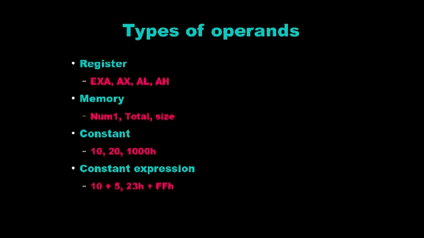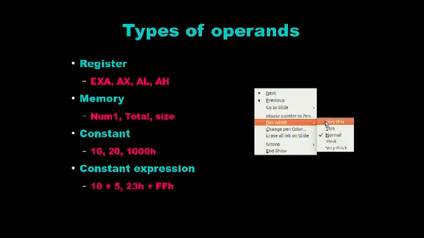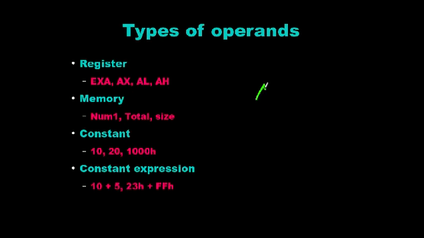And what do we mean by the types of operand? Operand of an operation. Let's say I have A plus B. A and B are operands. Let's say A plus AX plus 5. A is a memory location. AX is a register. And 5 is a constant. And if I say 5 multiplied by 10, that's a constant expression.